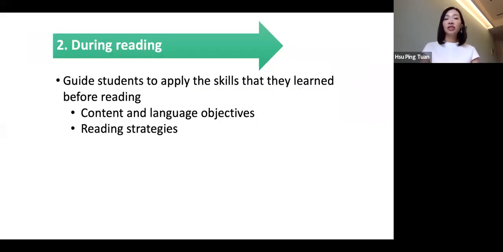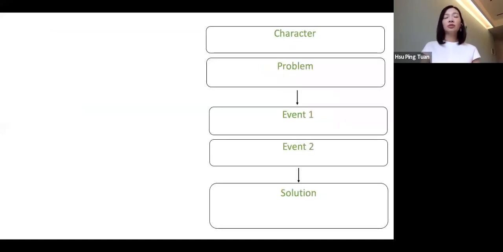Okay, so like I mentioned earlier, during this stage, we need to guide students to apply the skills that they have learned before reading. Remember, we introduced the content and language objectives to the students and they got a little bit of chance to practice before. So now here comes reading the text. Remember that earlier I mentioned that we can provide a graphic organizer to help students better understand the text, right?